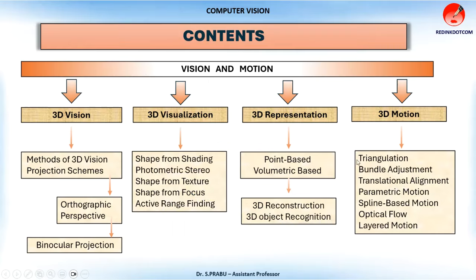So all the topics are over. I conclude these topics. In this unit, we studied how 3D objects can be captured by different methodologies and visualized as 3D objects by different techniques, and that information can be stored inside the computer by means of different representation methodologies, and can be reconstructed and recognized again as the original objects. And movements of the 3D objects can be identified by different methodologies.